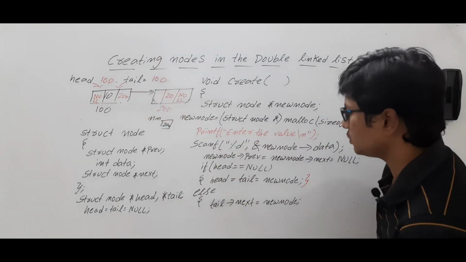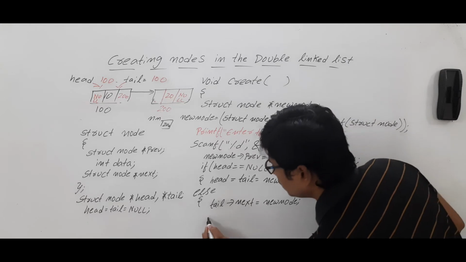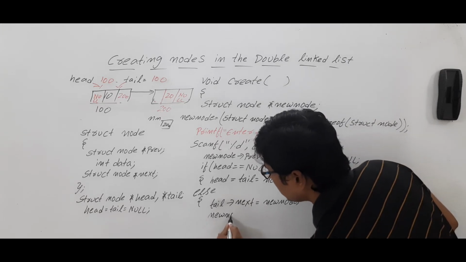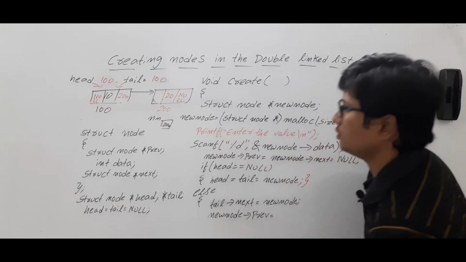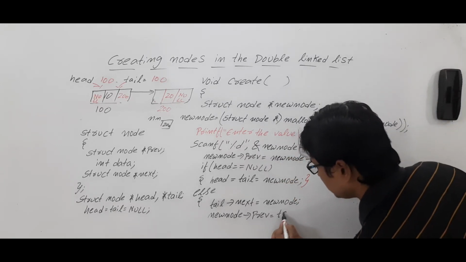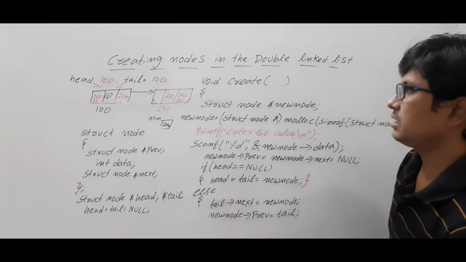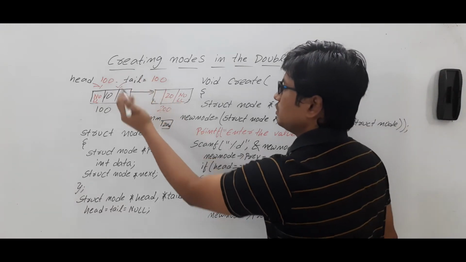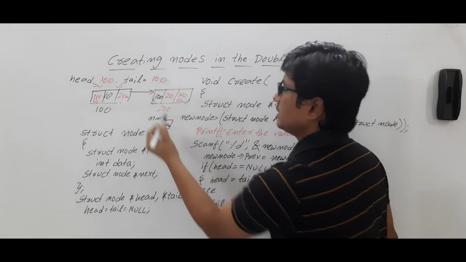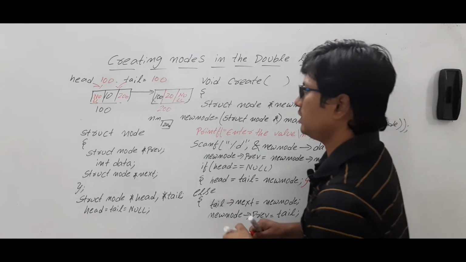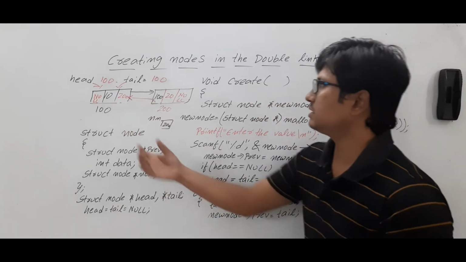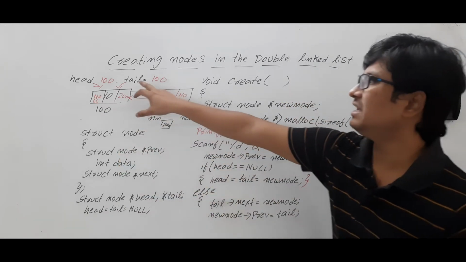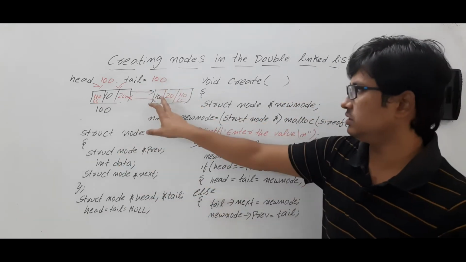So what I should do is new node of previous is equal to tail. Okay, is it clear? Are you able to understand? So here we will get 100. Okay, so now we have created another link. So these two links have been created. Now tail should be pointing to the last node. This is the last node.